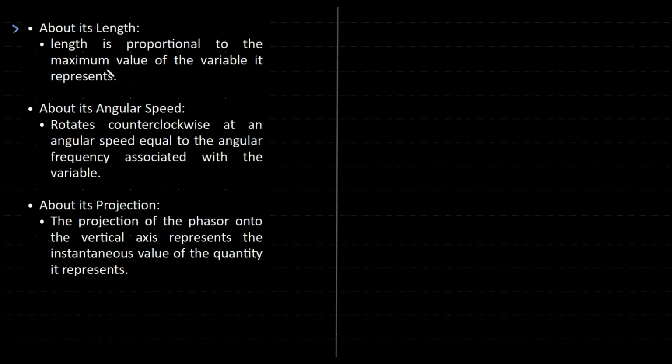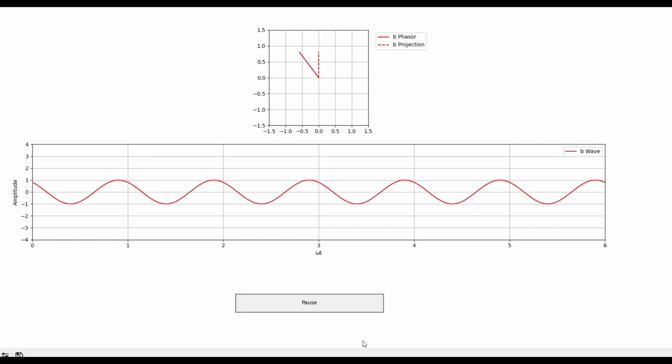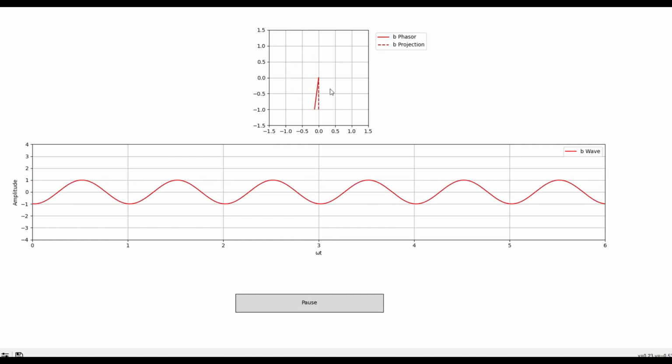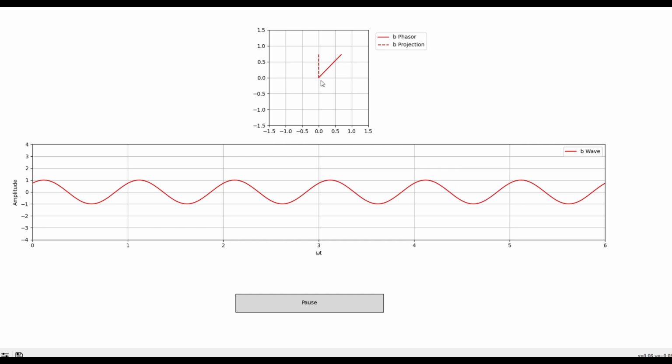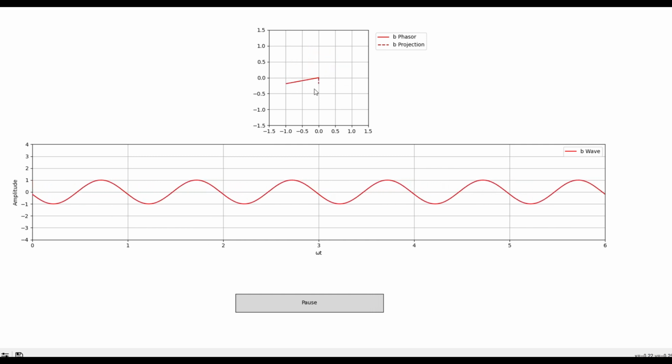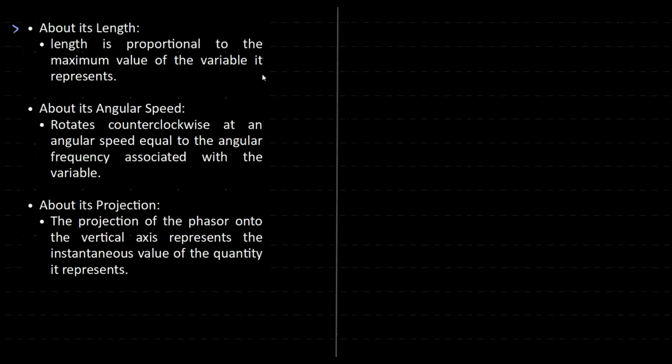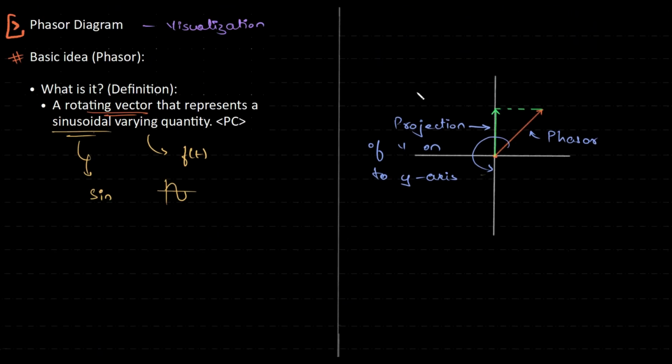A Phasor has its length. Length is proportional to the maximum value of the variable it represents. The solid red line is your length. The dotted line is your projection. Angular speed is how fast it's going around a point. Projection of a Phasor onto a vertical axis represents the instantaneous value of the quantity it represents. The instantaneous value is the value at a particular point of time.